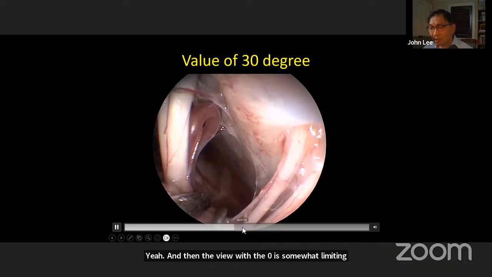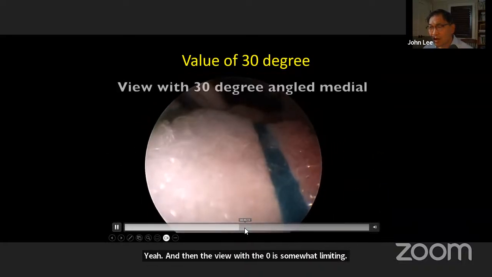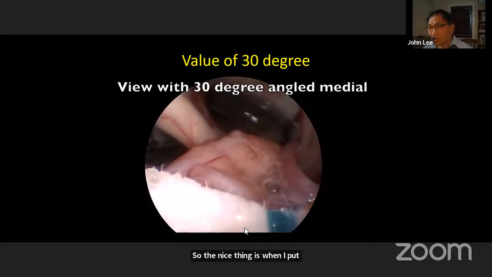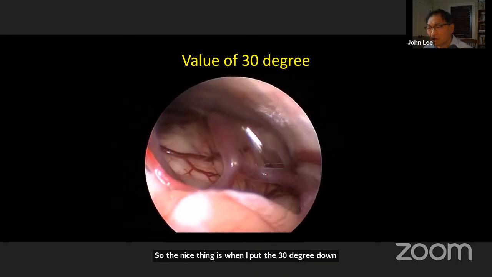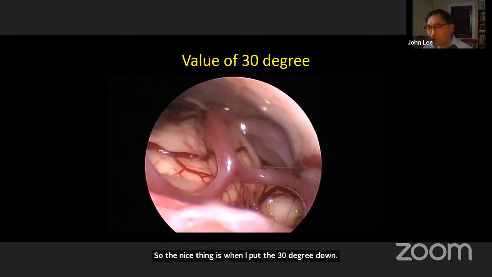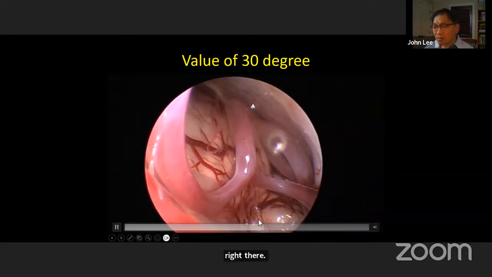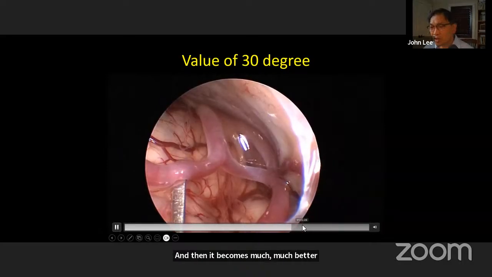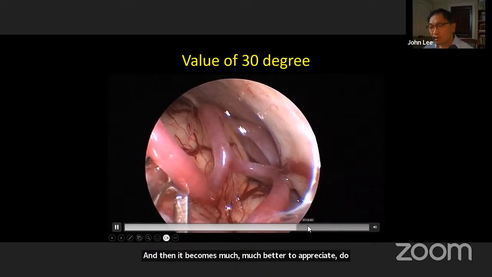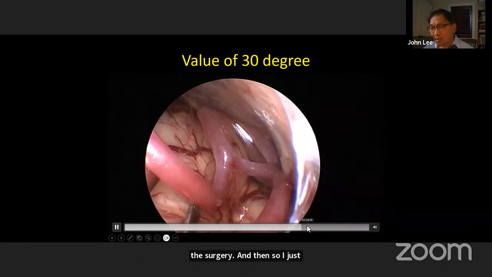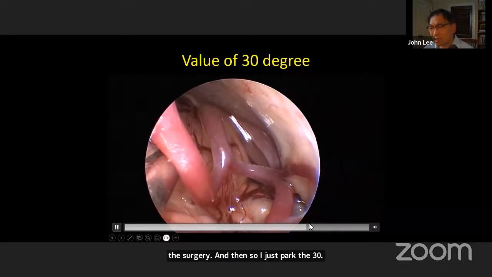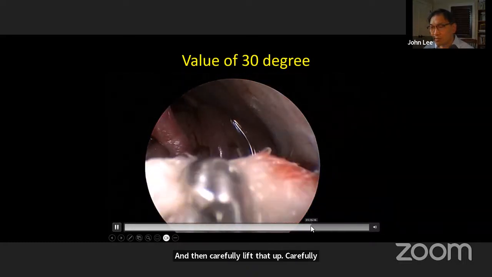The nice thing is when I put the 30-degree down, angled medially, you get a much better appreciation and view of what you need to decompress right there. It becomes much better to appreciate and do the surgery. So I just park the 30 and then carefully lift that up, carefully avoid injury to any perforators, and then bring my Teflon in.